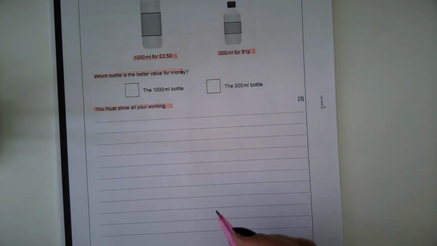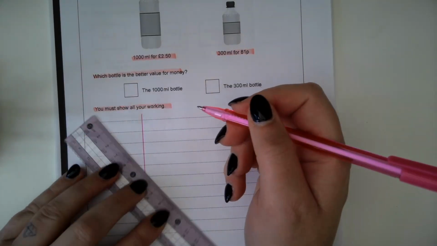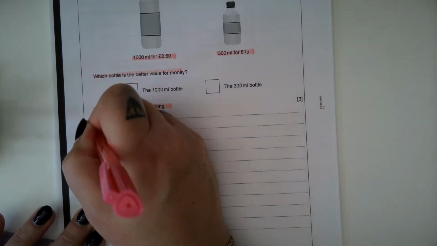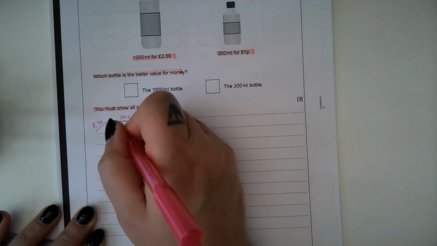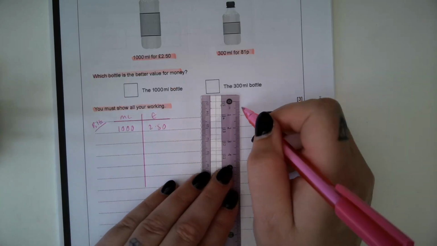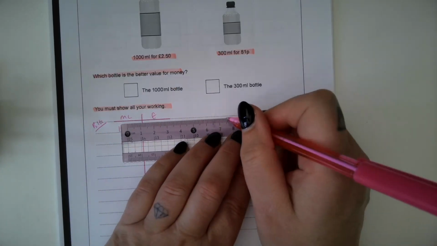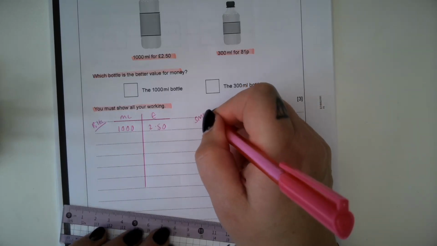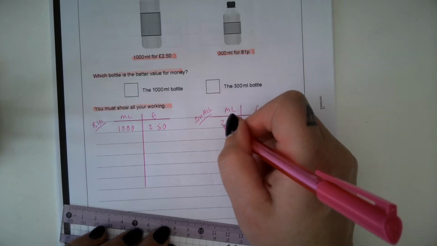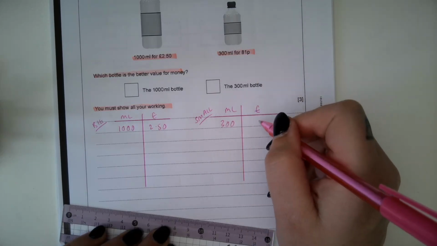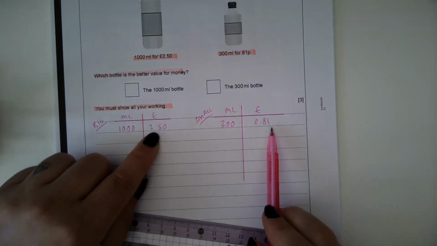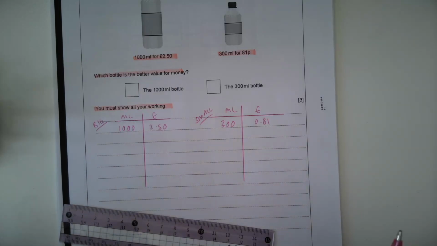Okay. So I'm going to do a little table here for the big bottle. Okay. So that's millilitres and cost. And this is the bigger bottle. So 1,000 millilitres is £2.50. And then I'm going to do a little table for the smaller bottle. So millilitres, cost: 300 millilitres is 81 pence. So 0.81 in pounds, because I want to be able to compare. We work in pence or pounds, it's whatever you're comfortable with.